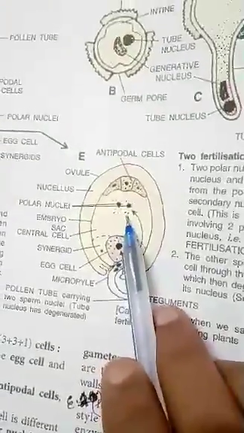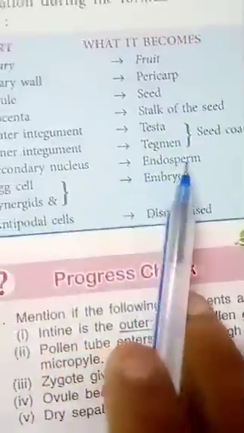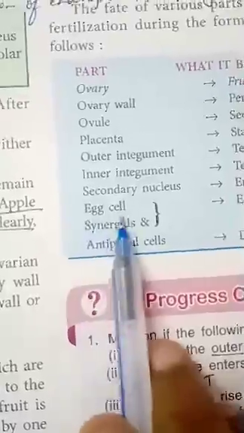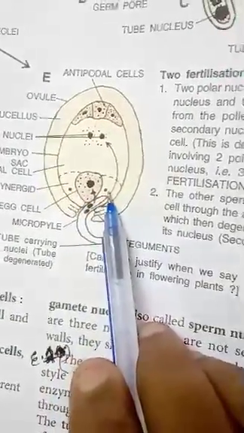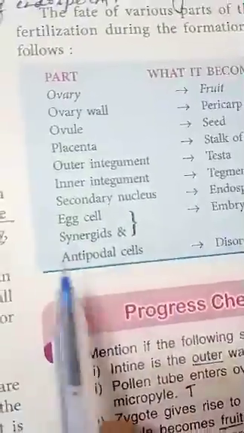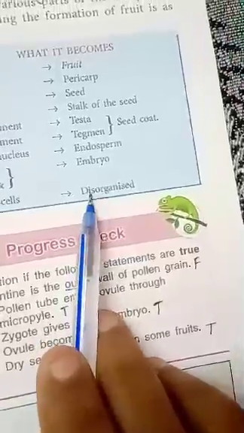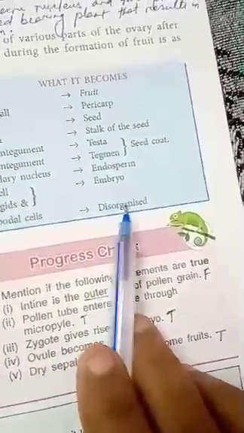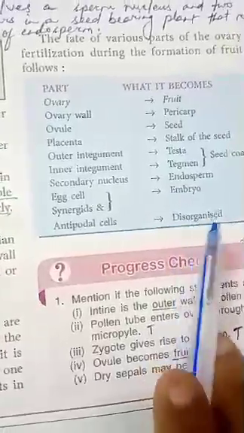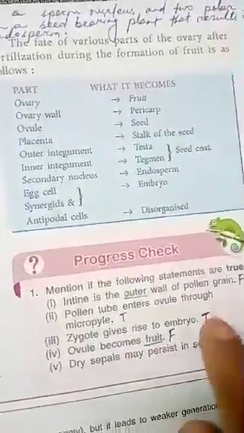Then the secondary nucleus, the one where fertilization happened here, leads to the formation of endosperm. The egg cell and synergids, after fertilization, form the embryo. And the antipodal cells also undergo disorganization. They help in providing nutrition initially, but later on, after fertilization, they are disorganized.